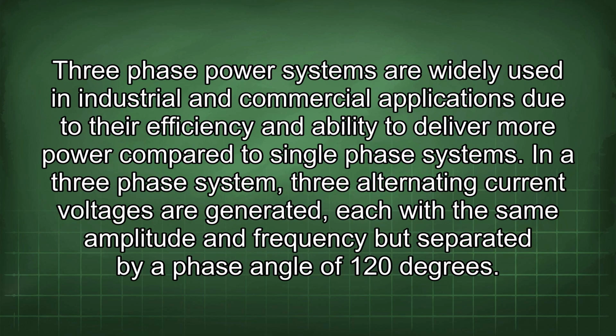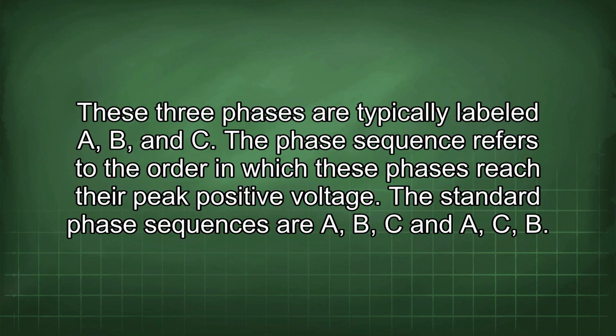Three-phase power systems are widely used in industrial and commercial applications due to their efficiency and ability to deliver more power compared to single-phase systems. In a three-phase system, three alternating current voltages are generated, each with the same amplitude and frequency but separated by a phase angle of 120 degrees. These three phases are typically labeled A, B, and C.